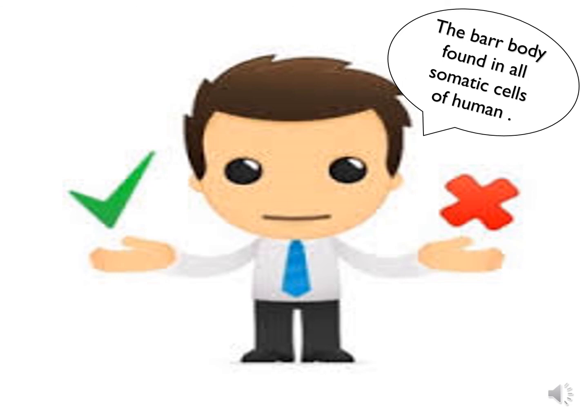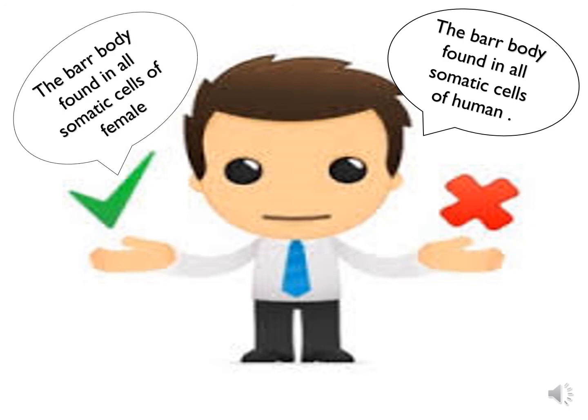The bar body is found in all somatic cells of a human. False. While the bar body is found in all somatic cells of female. This is true.